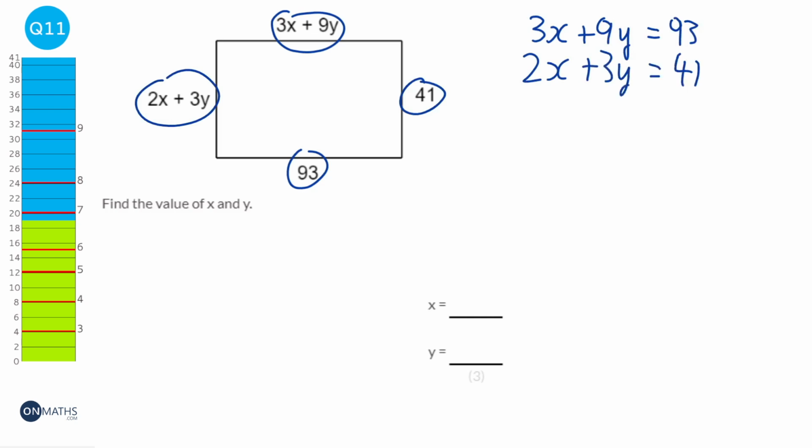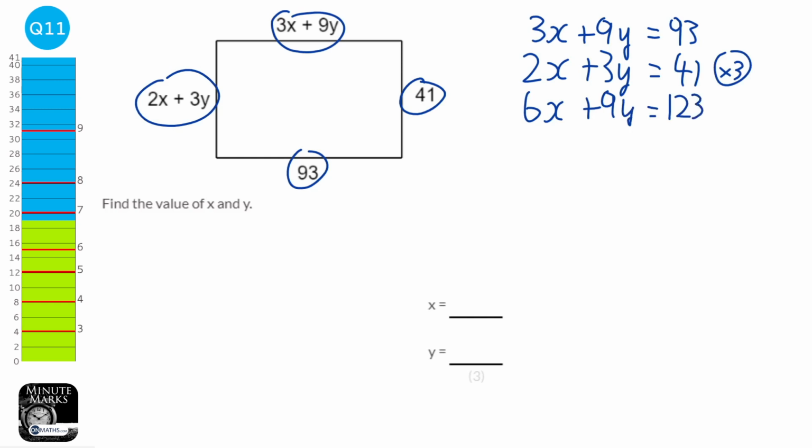And you notice now that we've got simultaneous equations. So what I'm going to do is get the coefficient of the y the same. And I'm going to do that by multiplying everything in the second equation by 3. So we get 6x plus 9y equals 123. And I'm just going to write in the first equation underneath, because with simultaneous equations we work downwards. Now looking at the signs, they are the same, and the S in same is the S in subtract. So we're going to subtract going downwards.